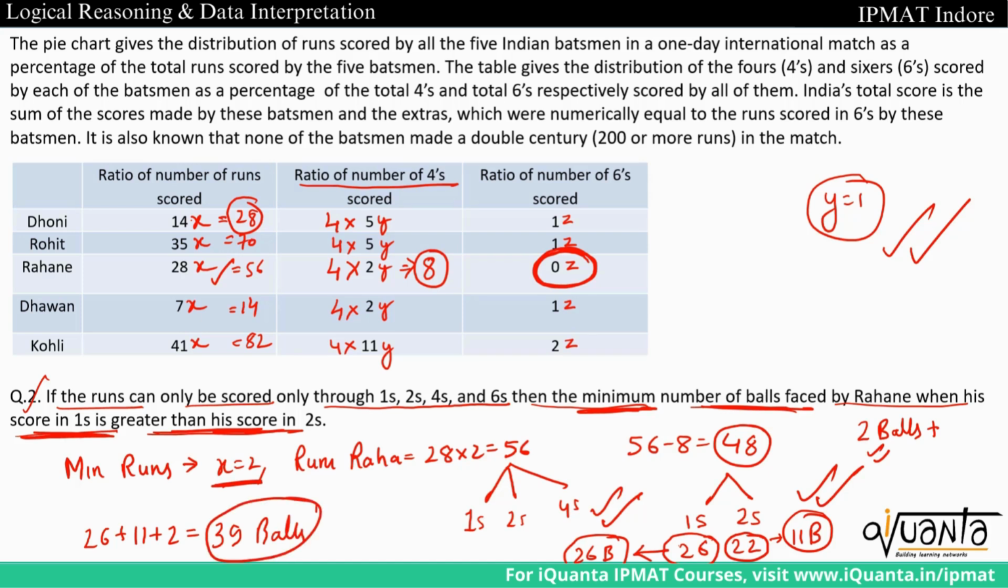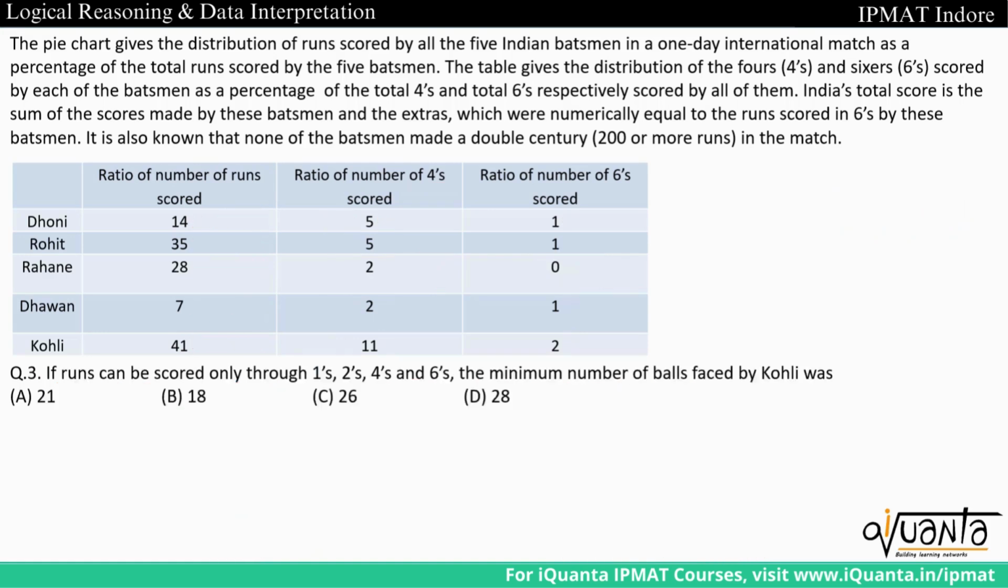So that means if the runs can only be scored through 1, 2, 4, 6, then the minimum number of balls faced by Rahane will be 39 balls when he is scoring more runs in ones than twos. First of all, we found out that he is hitting 0 sixes, so we completely ignored the number of sixes. Then we came to know that he is hitting just 2 fours, so he'll take 2 balls for that. Then we got a score of 48, we distributed it, and then we got to know that he's taking 26 balls to score runs in ones and 11 balls to score 22 runs in twos. Hence we finally have the total number of balls consumed by him, which is 39.